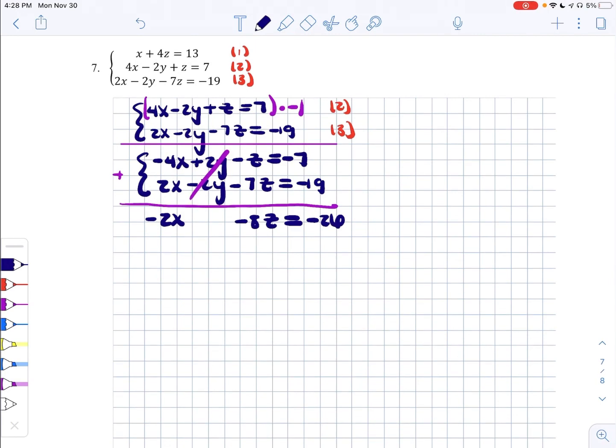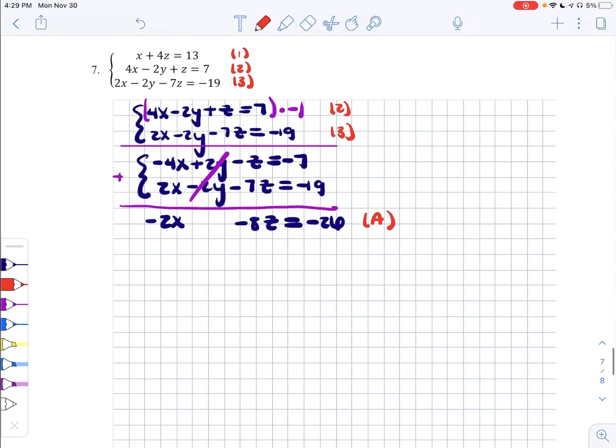Okay, so now I'm going to call this equation A. All right, so with this system then, instead of having to go through another pair to find an equation B, what we're going to do is put together our equation 1 with our equation A, and that is going to be our 2x2 system. So x plus 4z equals 13, and negative 2x minus 8z is equal to negative 26. That's the equation 1 with equation A.